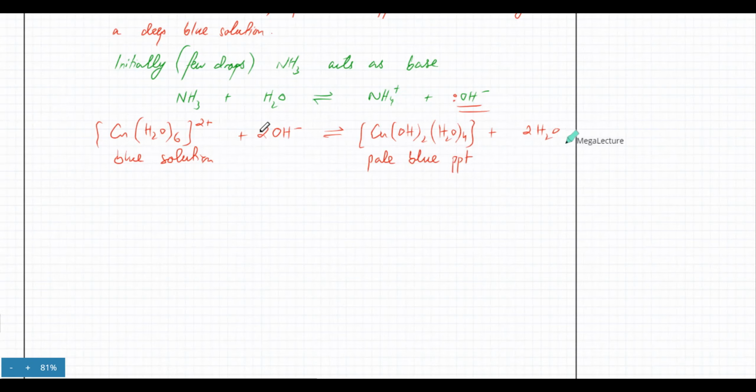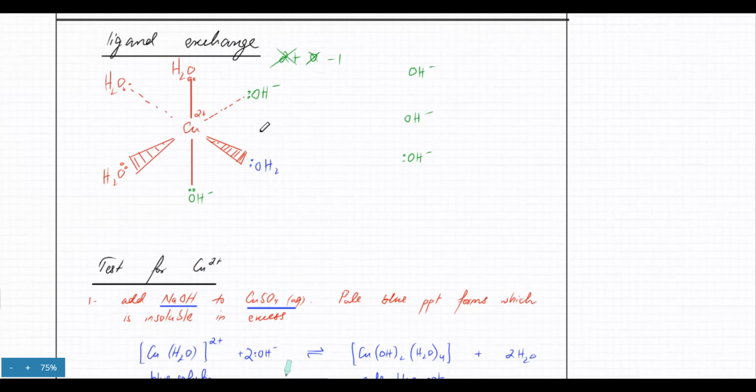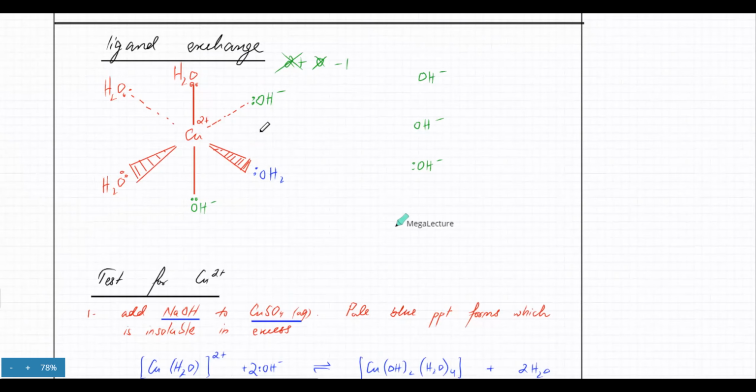It results in the formation of a pale blue precipitate because of the addition of NH3. But then what happens when NH3 is added in excess? Now, when NH3 is added in excess, you're adding a lot of NH3. If you look at the complex, you're adding too much NH3. So there's lots and lots of NH3 coming in.